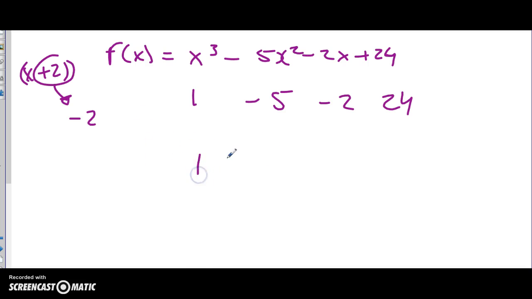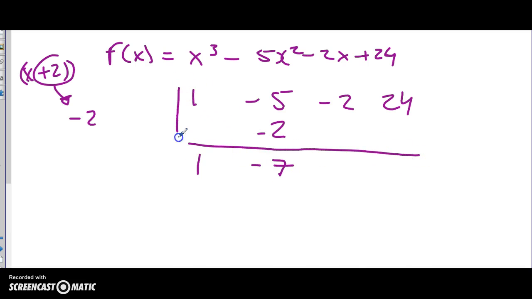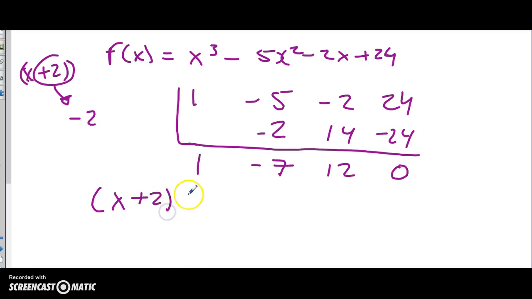So when I do that, I bring this down here, multiply here. So -2 times 1 is -2. Add -5 and -2 to get -7. Okay, put a line here. -2 times -7, now I'm at 14. Add those together, I get 12. And then multiply this times this, and I get -24. And add those together, I get 0. So that is telling me that when I divide f at x by x plus 2, I'm left with x squared minus 7x plus 12. So that's this guy, right? 1, minus 7, 12.